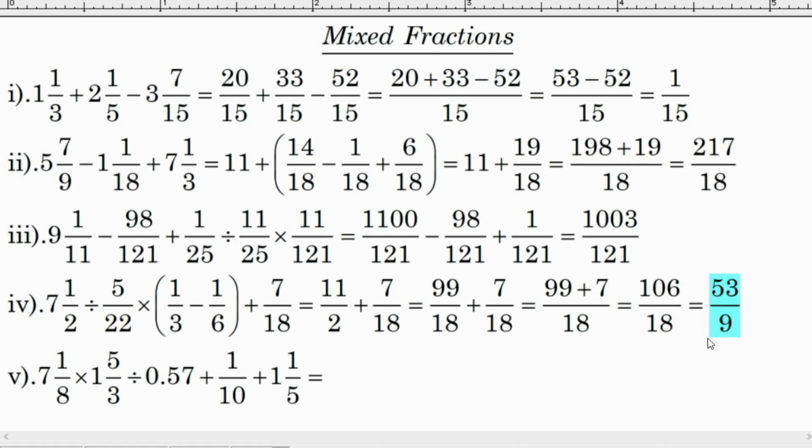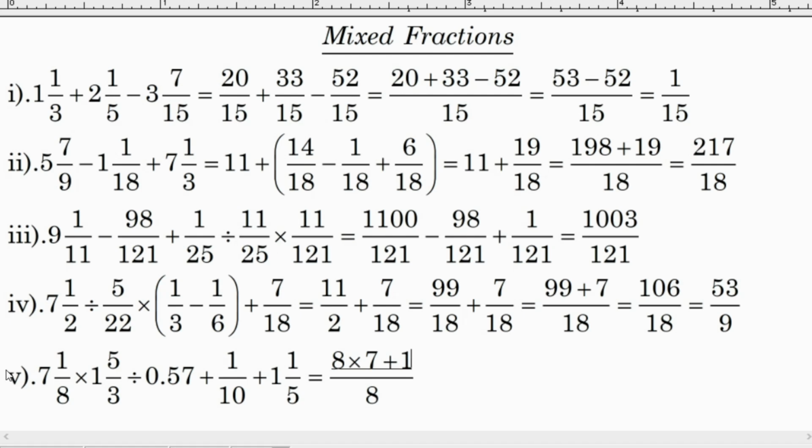Okay, now we have to solve the last question. So here we have 7 and 1 divided by 8, times 1 and 5 divided by 3. And we also have decimal numbers. So what we have to do, we have to calculate from left to right. We have the same priority, multiplication sign and division sign. So then we have to turn the mixed fraction to a normal fraction. So that will be equal to 8 multiplied with 7, or 7 multiplied with 8 is the same.